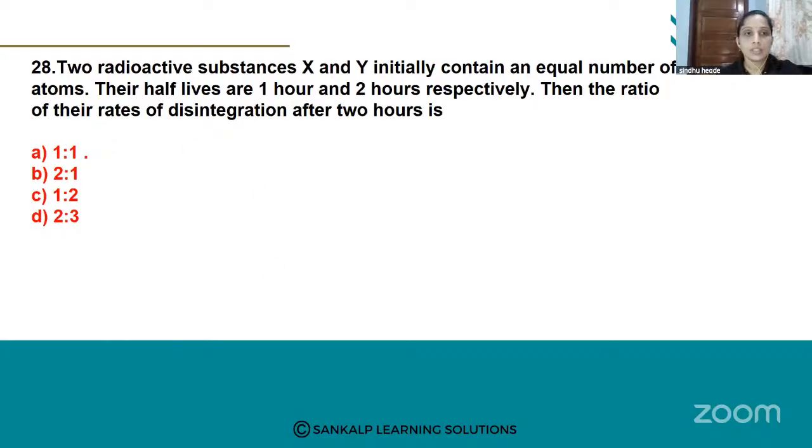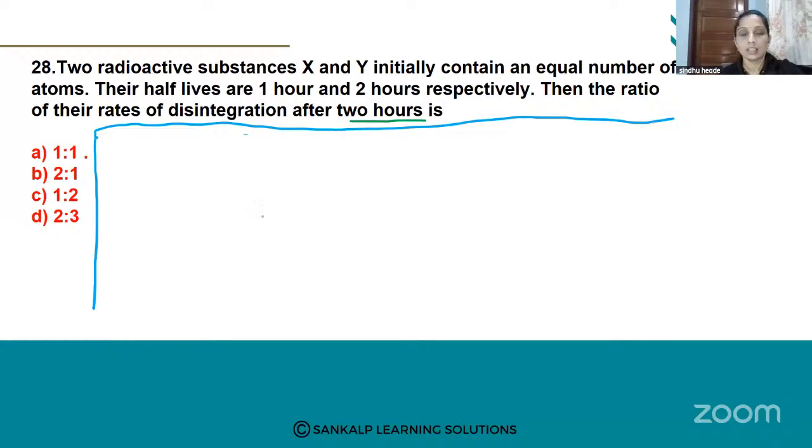Two radioactive substances X and Y initially contain an equal number of atoms. Their half-lives are 1 hour and 2 hours respectively. Then the ratio of the rates of disintegration after 2 hours is? Here the question is about radioactive substances and radioactive disintegration. You have to remember the related formula here.